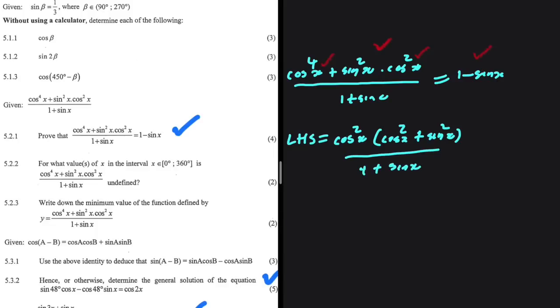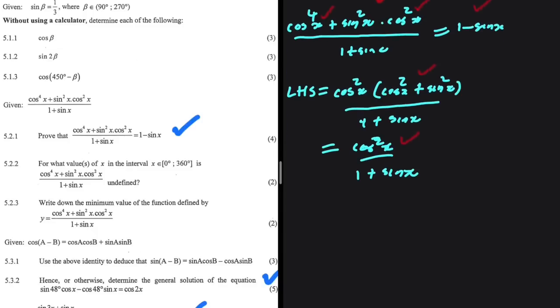So cos squared x and sine squared x will give us 1. That is an identity. So we're going to be left with cos squared x divided by 1 plus sine of x. But we know that cos squared x plus sine squared x is equal to 1. So cos squared x is just 1 minus sine squared x, divided by 1 plus sine of x.